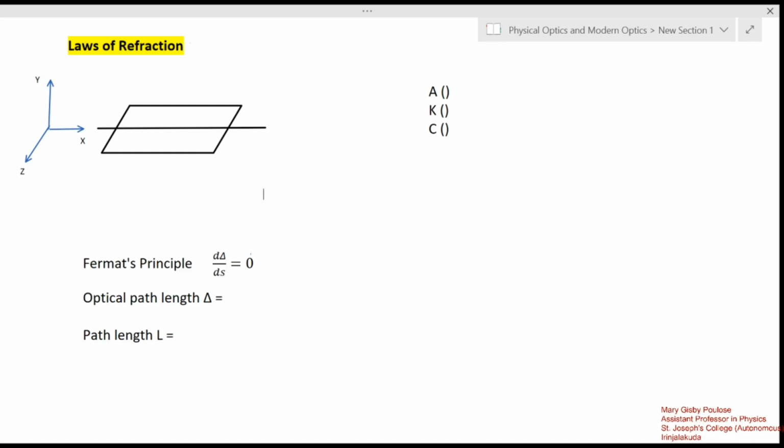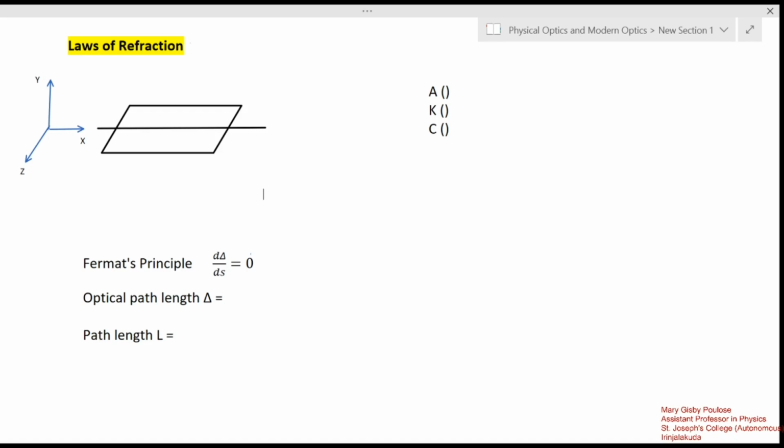When light from one medium enters into another medium, at the point of contact or at the boundary of the two media, the light ray bends and moves with another velocity in the second medium. This is called refraction of light.